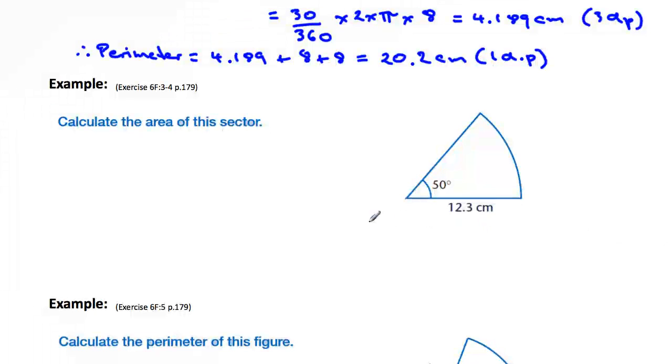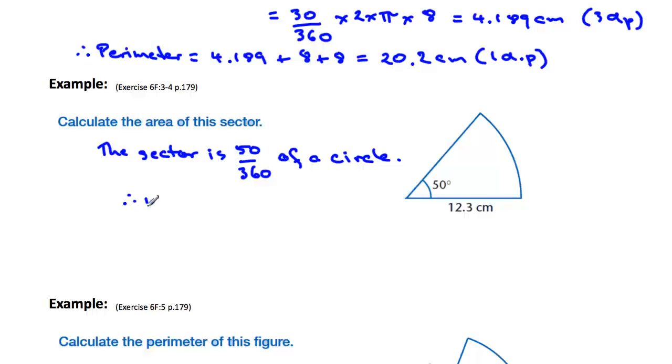What about this one here, calculating the area of this sector? Well, let's take the angle first. The sector angle. So we could say that the sector is 50/360, or if you like, 50/360ths of a circle. Now there's no need to actually simplify this down because your calculator will work it out. So let's go straight into our answer.